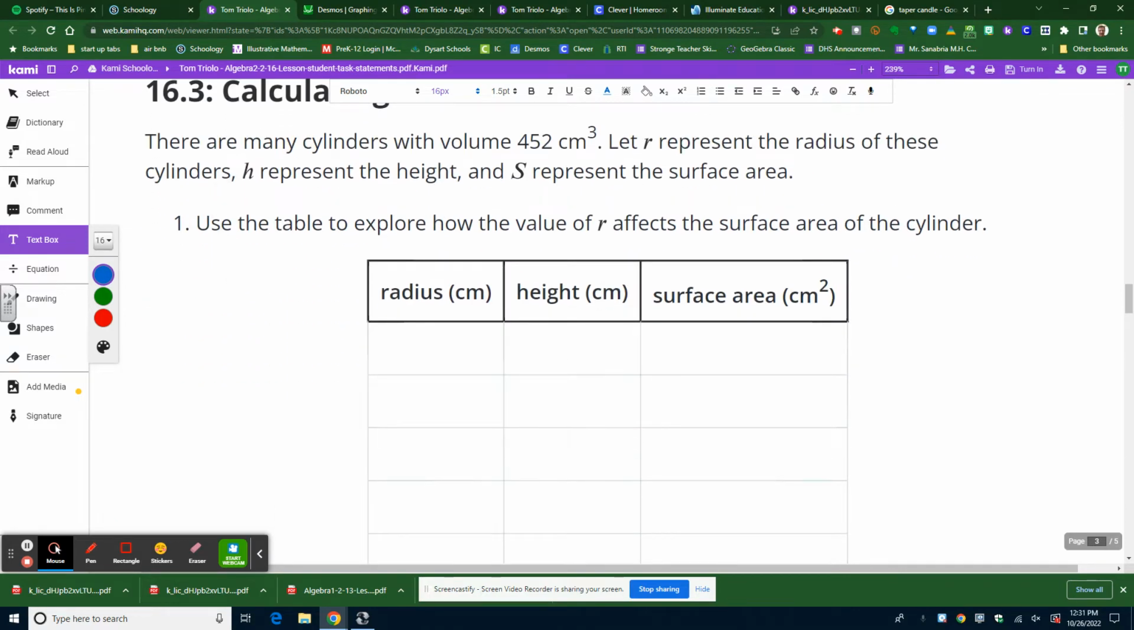Calculating surface area. So we're back to our cylinder, but this time instead of talking about the stuff that goes inside, it's how you make the cylinder in the first place. So even though you can't see them because they're not here, most cylinders have a what and a what? Top and a bottom, and they are circles. What's the formula for every circle? Don't say it, just type it.